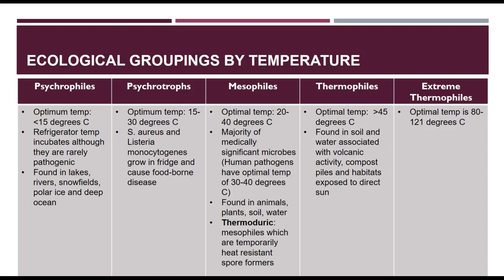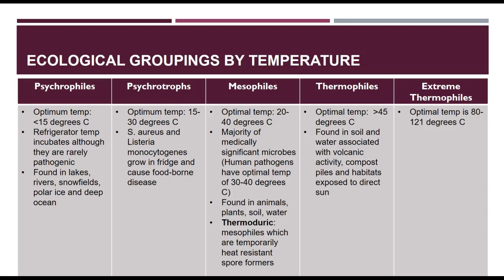Then we have the psychrotrophs. These organisms prefer temperatures between 15 and 30 degrees Celsius. Staph aureus and Listeria monocytogenes are big organisms in this group. They are known to grow in the refrigerator and cause foodborne disease. Listeria can even grow in the freezer. It is a common pathogen in things like uncooked hot dogs and ice cream.